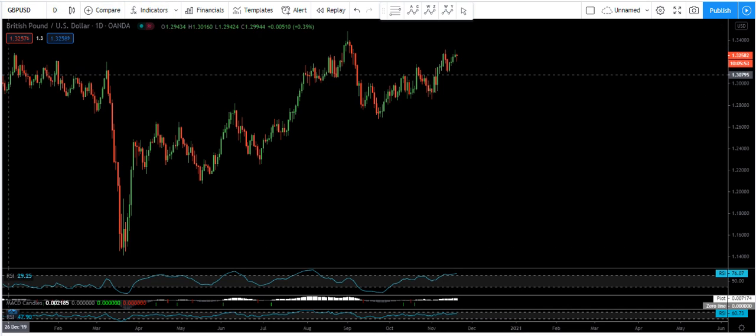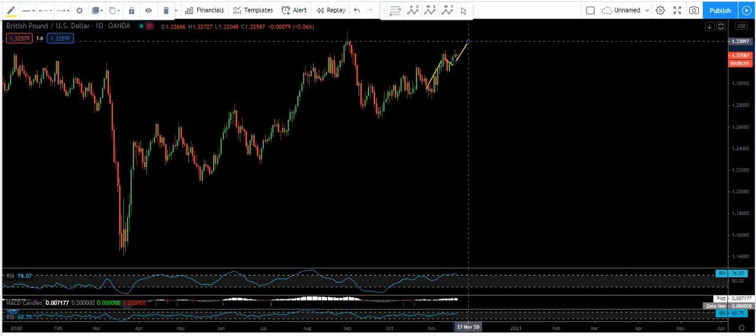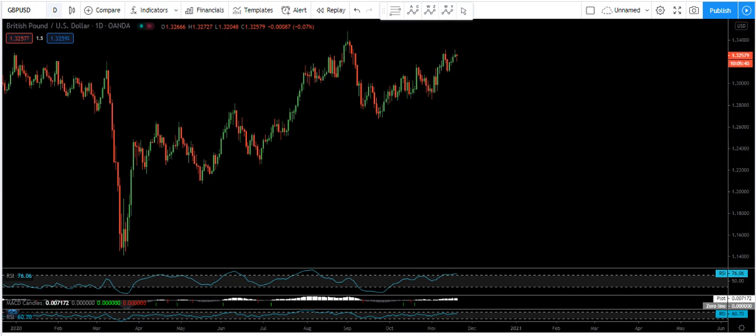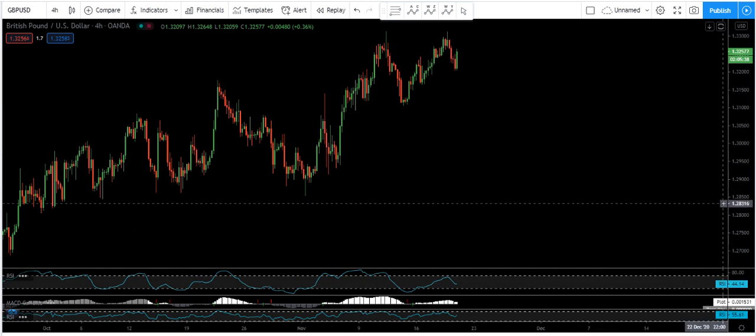Also, we need to look into the possibility that the price can continue and come to this high. We are not sure, but we are more interested in the down move if we get the sell setup. In this case, we move to the 4 hour chart.